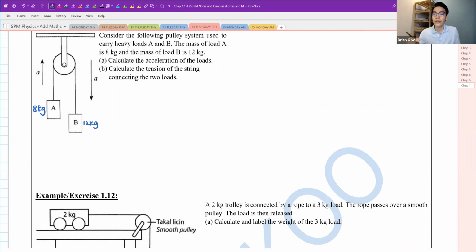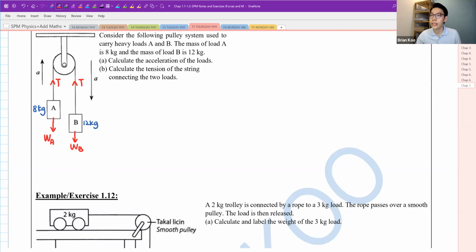So the first thing I would do, which is a good habit, is to go and draw out all the forces that is affecting your system here, okay? All the forces acting on this system. You have two different weight, okay? Let's call it WA and WB. Okay, you have two different weight. And then you also have tension of the string, which is pointing towards the center of the pulley. Okay, right. I think that's all.